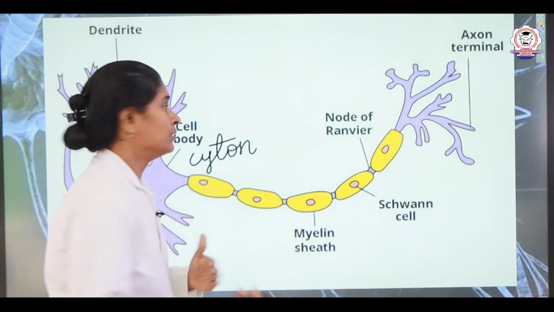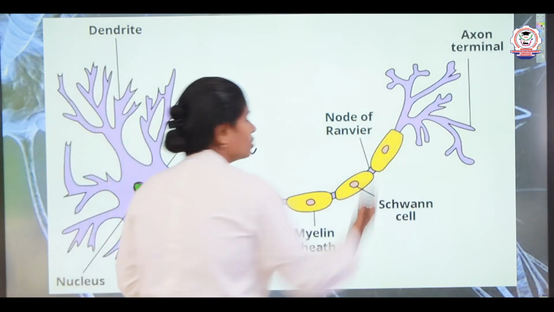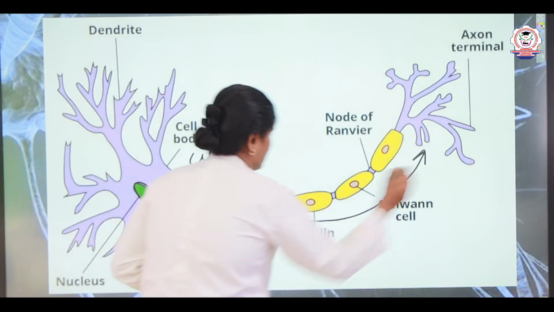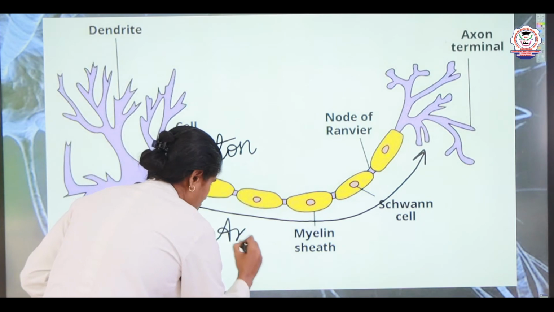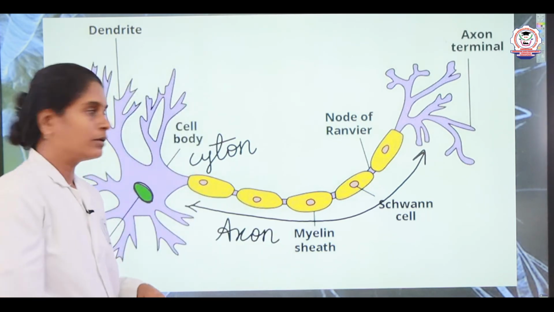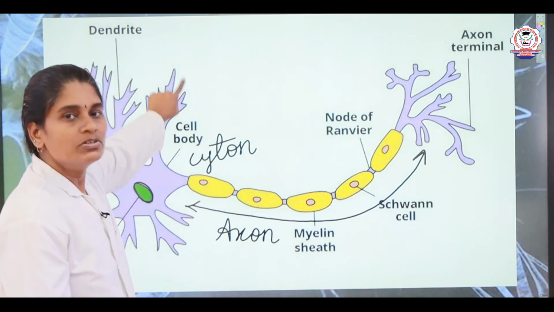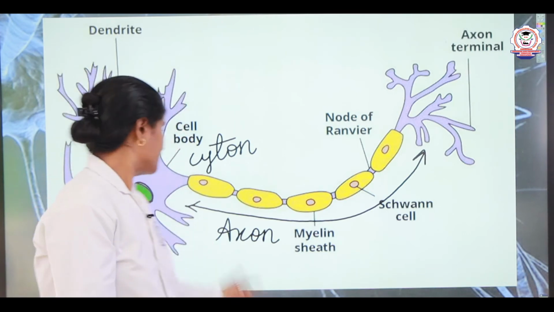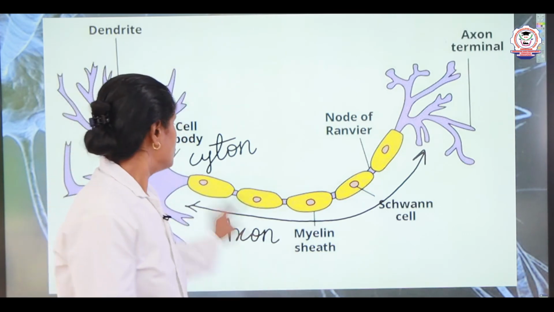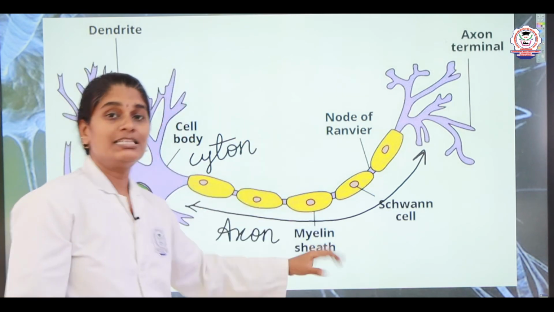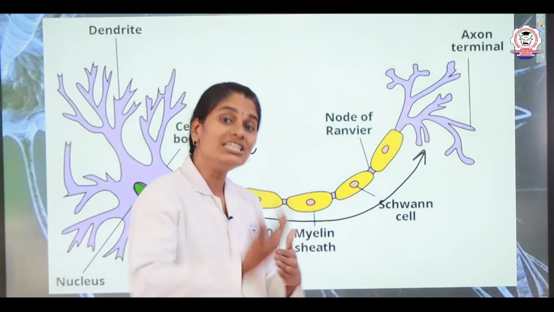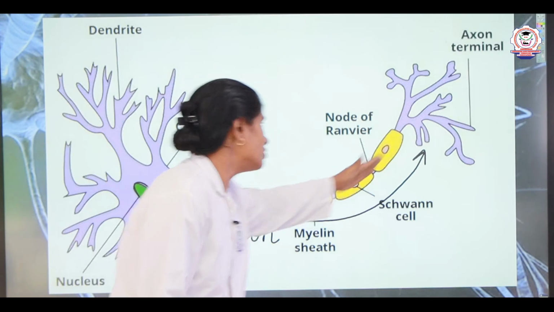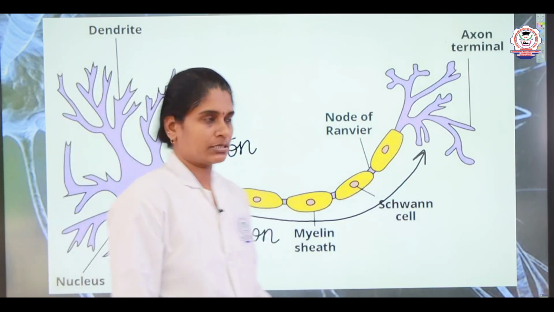What is the second part? The second part is known as axon. So this part is known as axon, right? The first part is cyton, which is also known as cell body. The second part is known as axon, A-X-O-N. In the axon, we can see numerous myelin sheaths, tubular sheaths that are present here. So it is composed of many myelin sheaths, right?